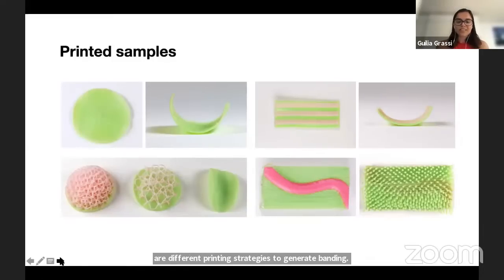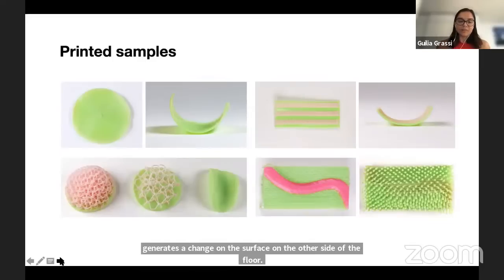We also employed this kind of lattice structure in order to constrain this movement and see what would happen and how dense they would have to be in order to constrain the movement, what happens when we remove them, and so on. And the one on the right side is a morphable fur, as the printed pattern that you see here in pink generates a change on the surface on the other side of the fur. So this was also another nice outcome.